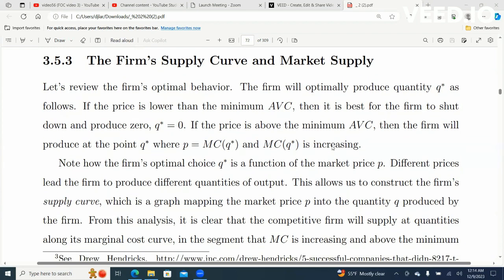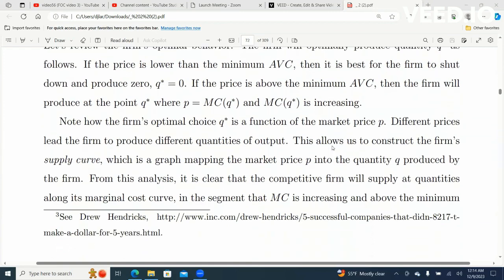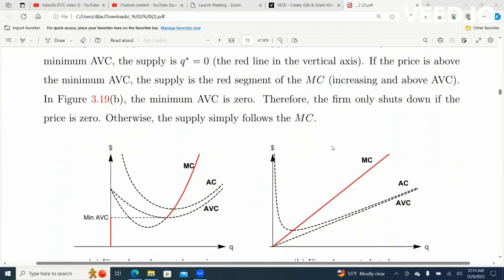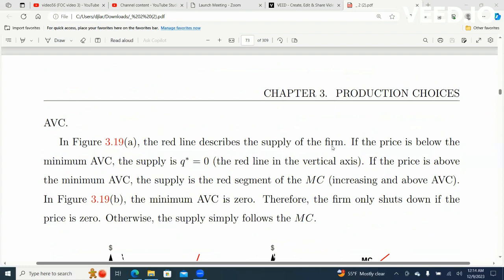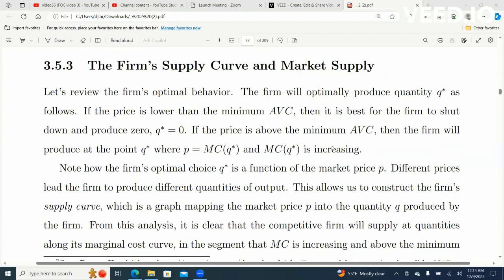This is the firm's supply curve and market supply. So we're going to get deep into this in chapter 5. This is still chapter 3. Okay, good. So we're still building on these ideas. Let's go ahead and start here.